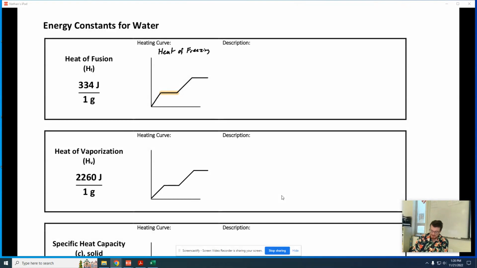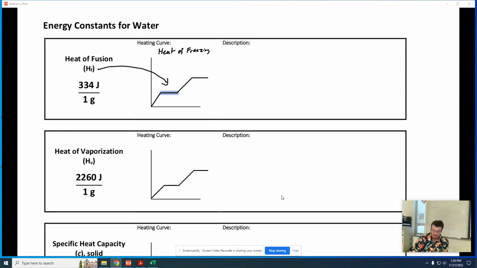Ooh, I feel like my little orange highlighter is not coming in super clearly. Sorry, little projection issue. Let's go ahead and go with blue. There we go. So this blue section, this is where my substance is melting or freezing, and that's when I'm going to use my heat of fusion.